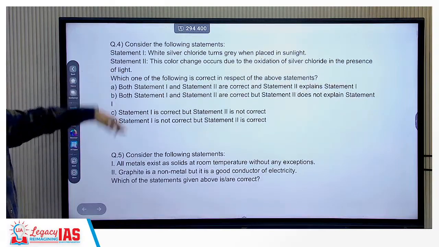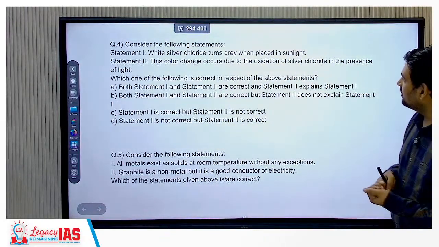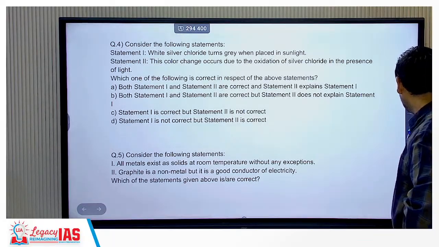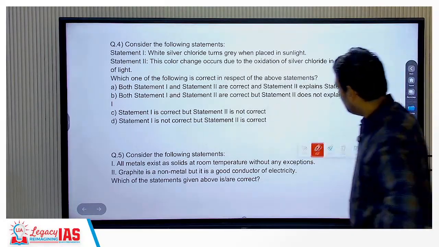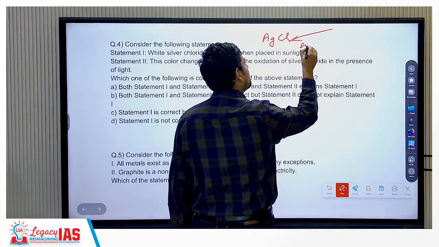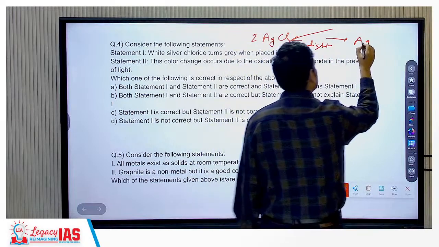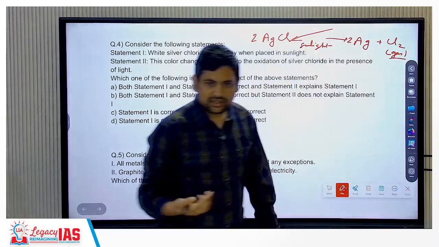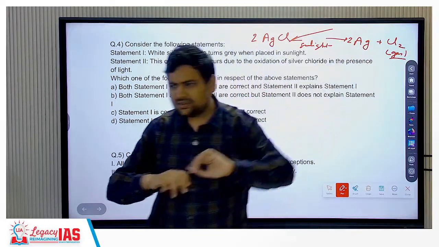Then white silver chloride turns gray when placed in sunlight. This color change occurs due to oxidation of silver chloride in the presence of light. What do you think? No. This is incorrect. So basically what happens? The reaction is even simpler than what you are thinking. What is silver chloride? AgCl. When sunlight falls on it, it simply breaks into, let's make it 2 AgCl, so this breaks into 2 Ag plus Cl2 gas. So chlorine gas is released and this silver gets separated just by a photolytic reaction.